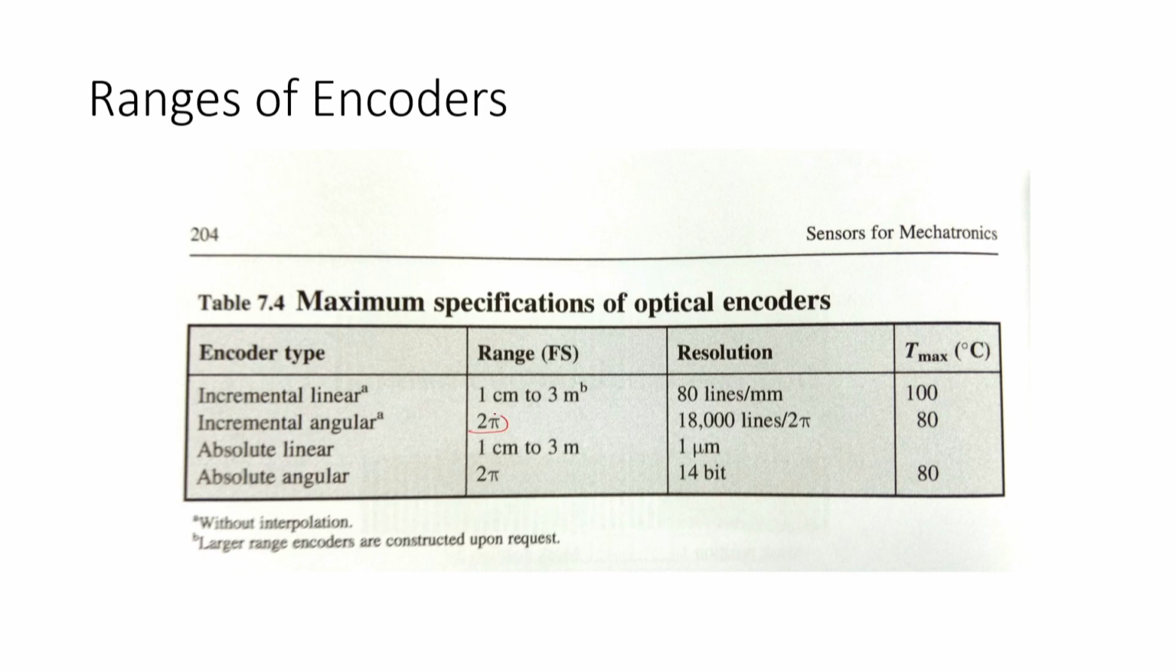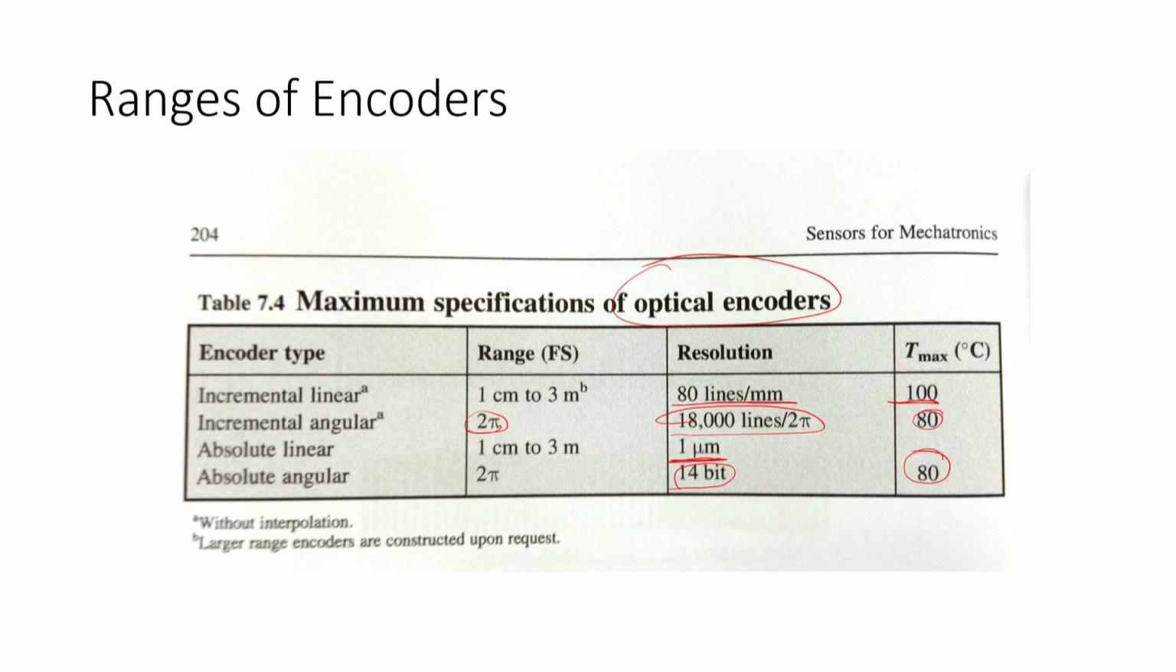Now, the ranges differ between incremental and absolute systems. For angular systems, the incremental is 2 pi, 18,000 lines per 2 pi is the resolution, and temperature is 80. The absolute angular system can be measured in terms of the number of bits of the system, and it also works up to 80 degree centigrade. The incremental linear system works for a slightly higher temperature, and its scanning line is 80 lines per millimeter, whereas for absolute linear it can measure an absolute distance of 1 micrometer. That is the minimum size it can do, for certain varieties of optical encoder system.